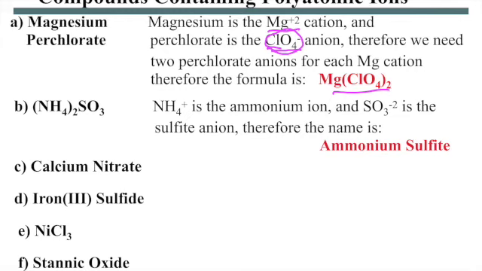This, I have 2 things. It is the ammonium ion and the sulfate ion. So my name would be, name the cation, ammonium, name the anion, sulfite.